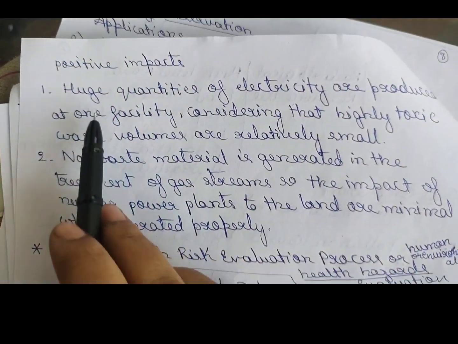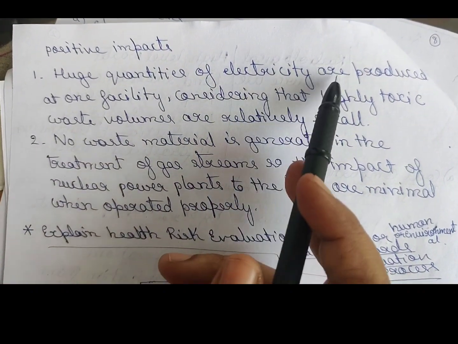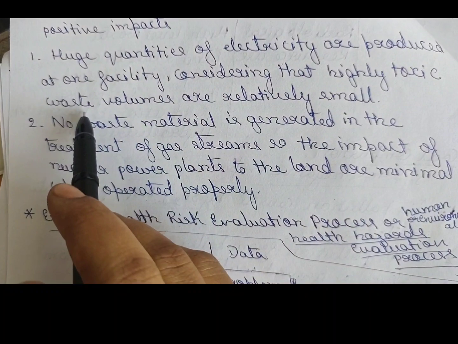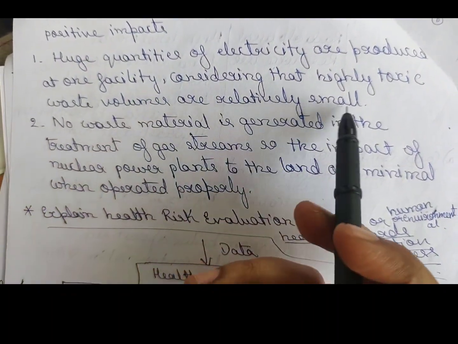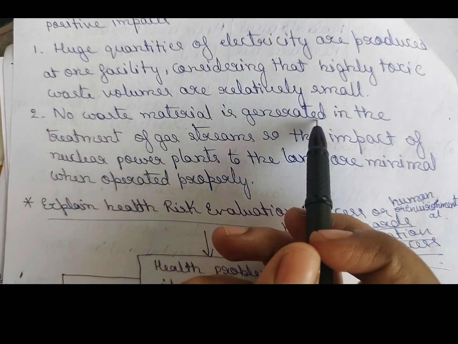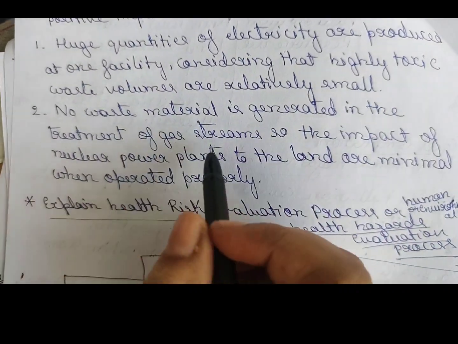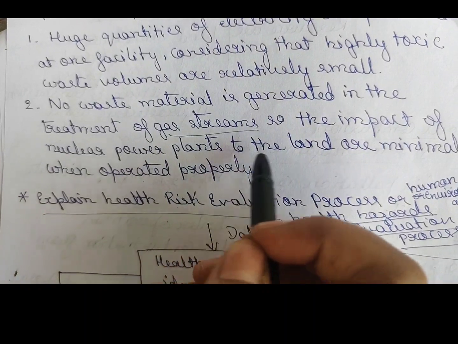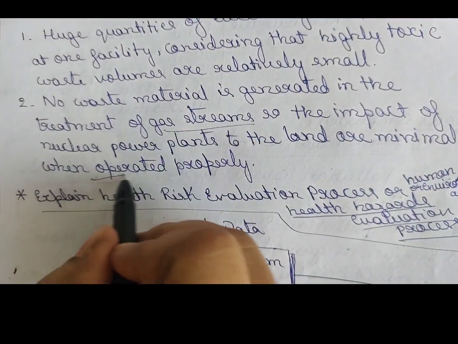Positive impact: a huge quantity of electricity is produced at one facility, considering that highly toxic waste volume is relatively small. No waste material is generated in the treatment of gas stream, so the impact of nuclear power plants on the land is minimal when operated properly.